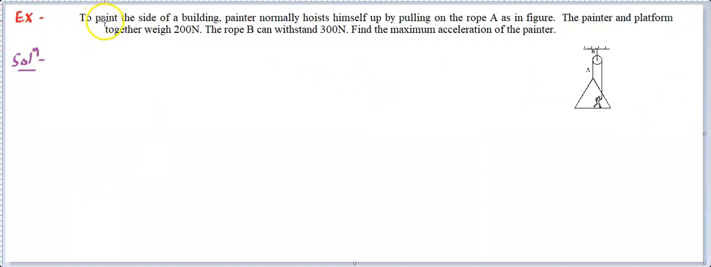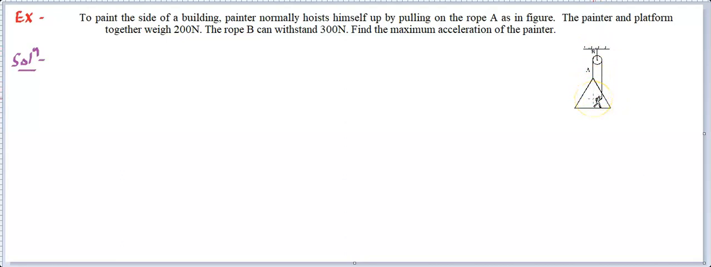Let's take another example, and here again a person and a system is shown in the figure. It says that there's a printer, you can read the question. So this person wants to go up. There is a person and there is an arrangement, and this person by using his own force rises up.